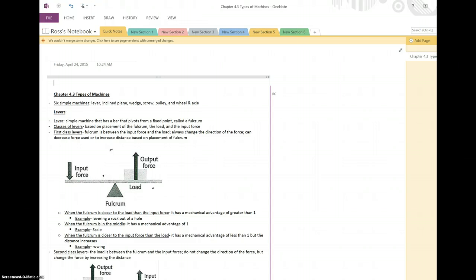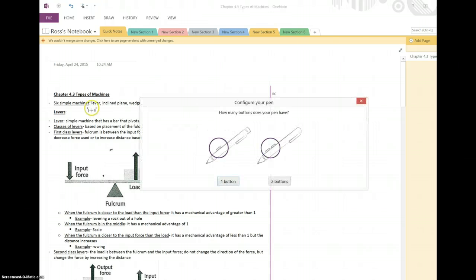So Chapter 4.3 continues on with a conversation about work and power and then simple machines, and this talks about the different types of machines and the 6 different types that we would see. There are many examples within these 6 types, but in general, you could see a lever.